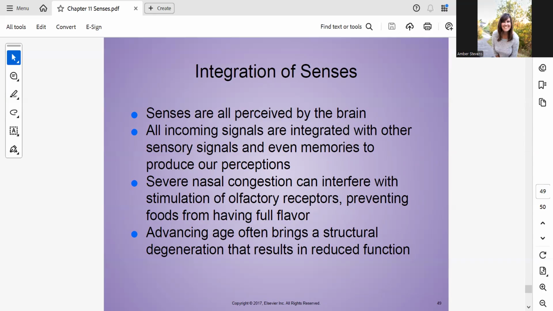As we age, structural changes and degeneration in sensory systems can result in reduced function as well. That can lead to diminished sensory experiences: you can't taste things as well, you can't hear as well, and you may not be able to smell things as well as you used to. That decline highlights the importance of sensory integration and maintaining balance and perception of our environment as well.